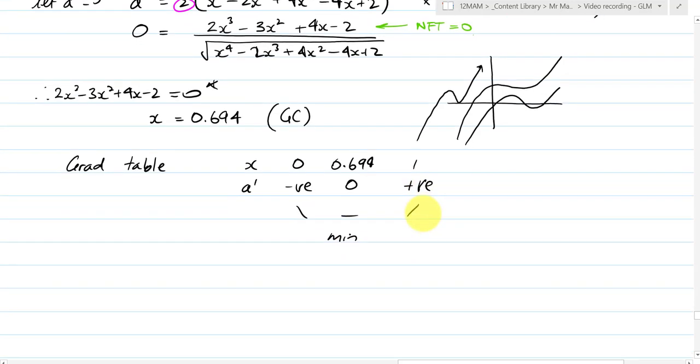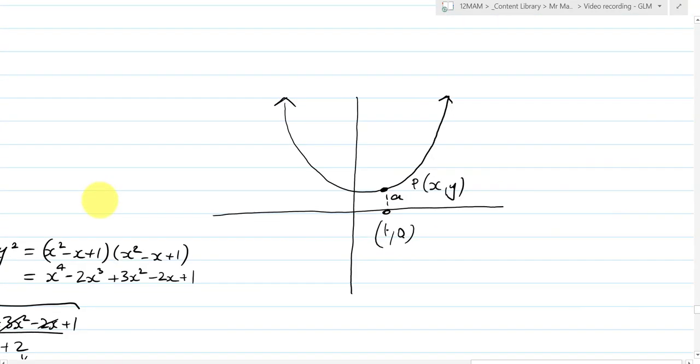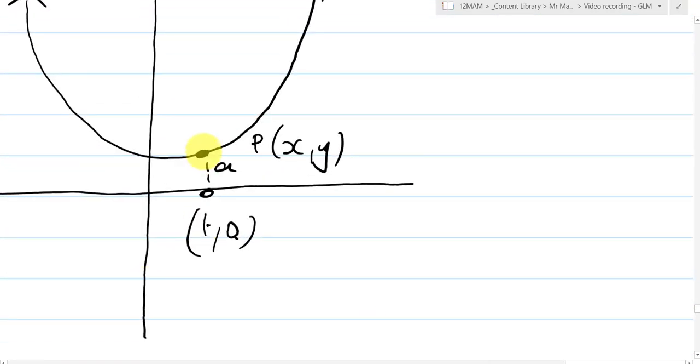And of course, we need to get the coordinate. So at x equals 0.694, y is equal to 0.7876. Because remember, y is equal to x squared minus x plus 1. And the shortest or the closest point to that coordinate 1, 0 is 0.694, 0.7876. And if I go back to my graph, which is pretty rough anyway, I can see I was kind of expecting that, so it's about here.